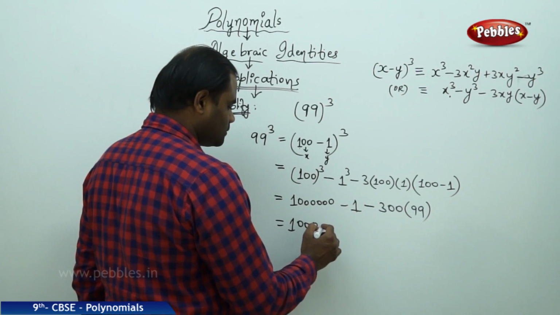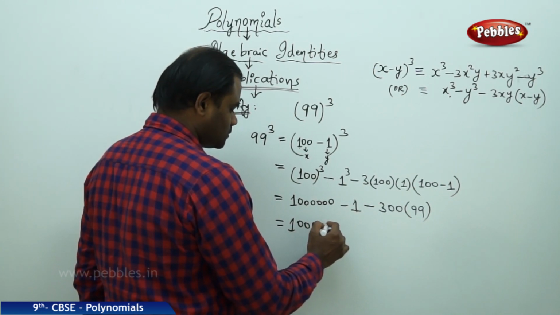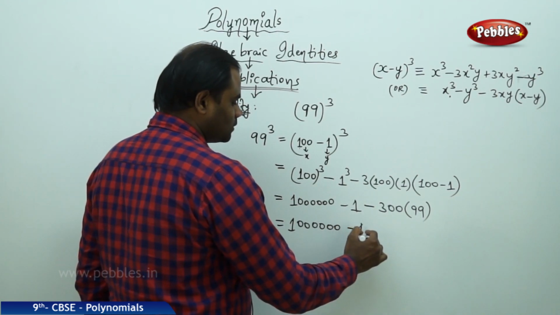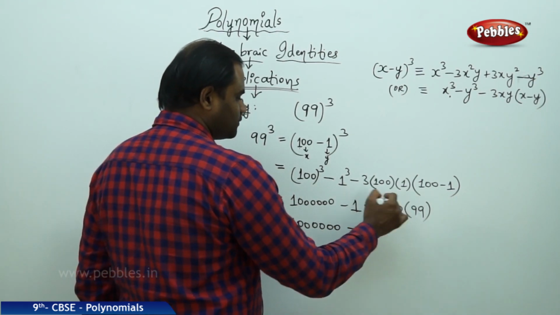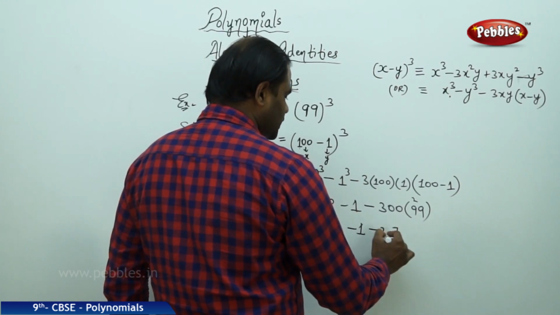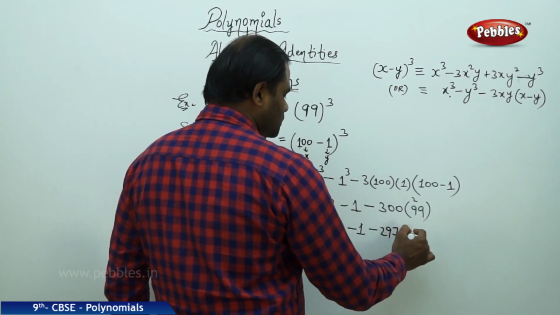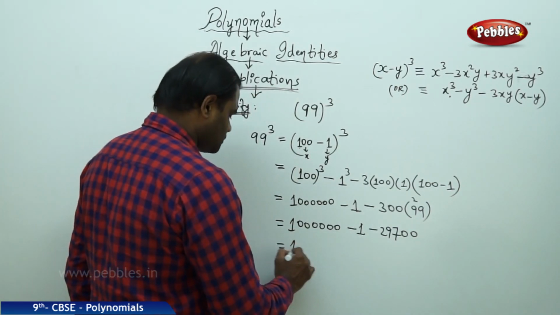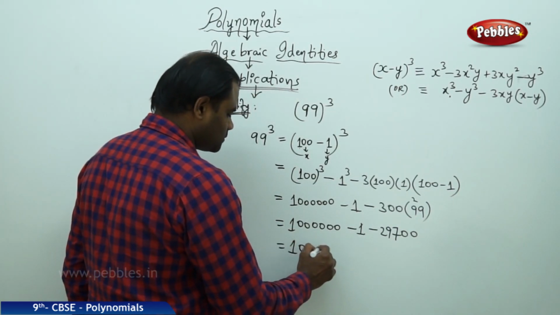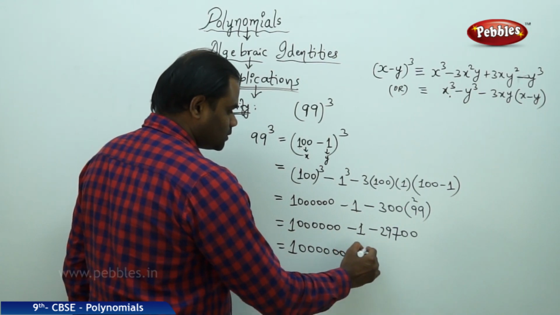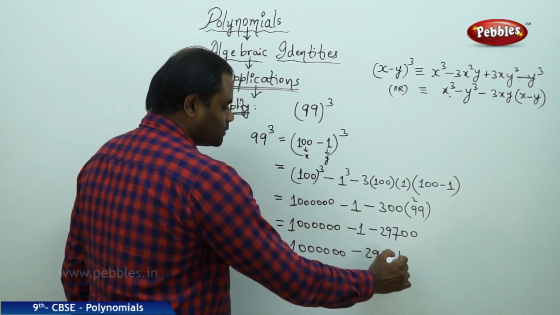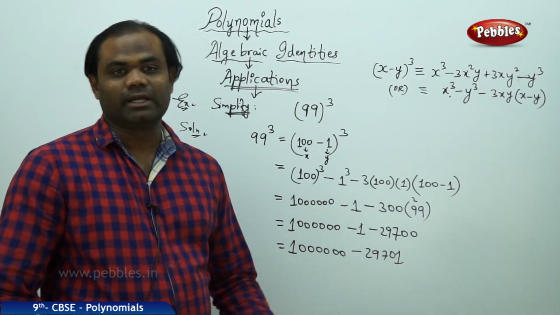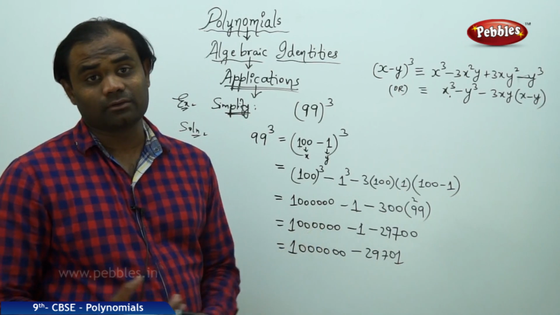Which on further simplification gives us 10 lakhs minus 1, minus 9 threes 27, 9 threes 27, 2 nines of 0, which further simplifies to give minus 29701. Now we need to subtract these two numbers to get the value for 99 whole cube.